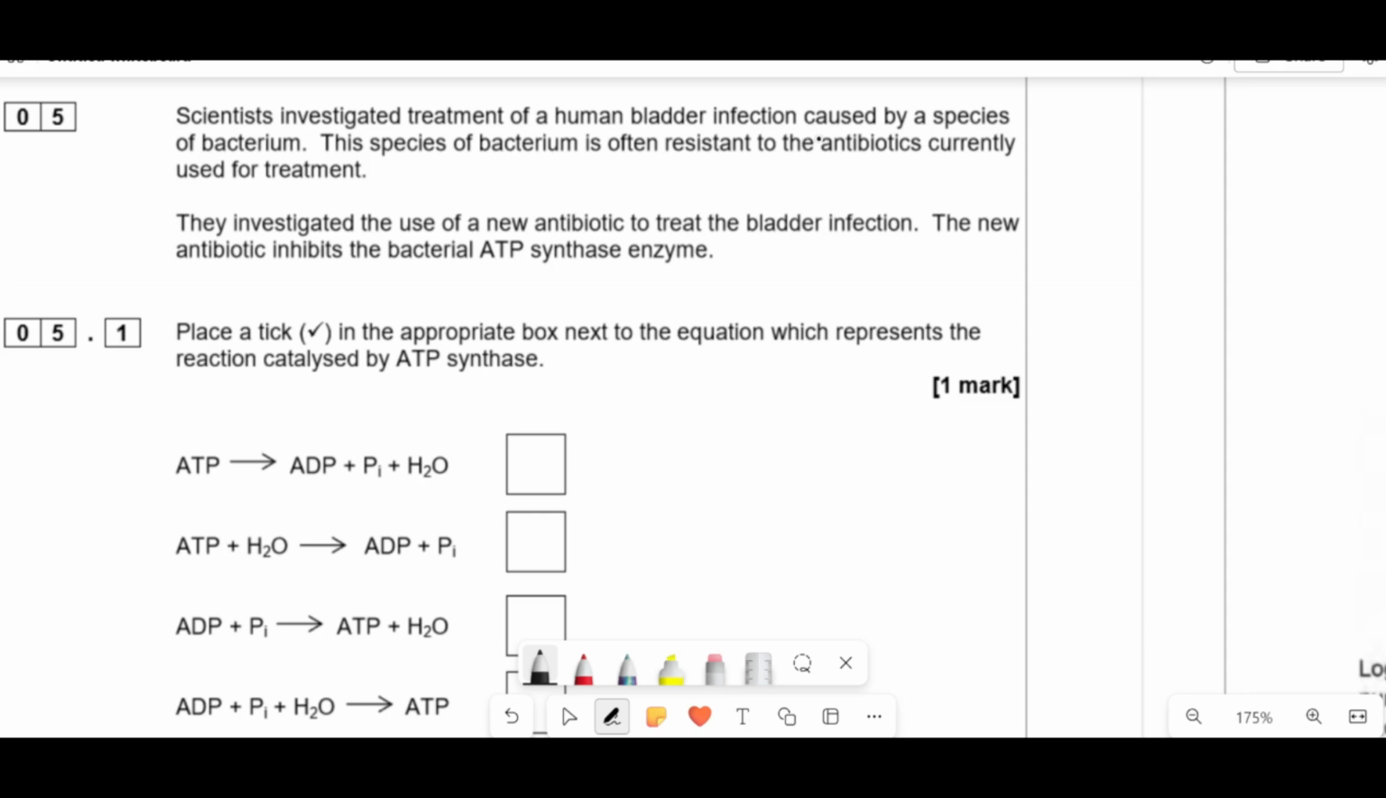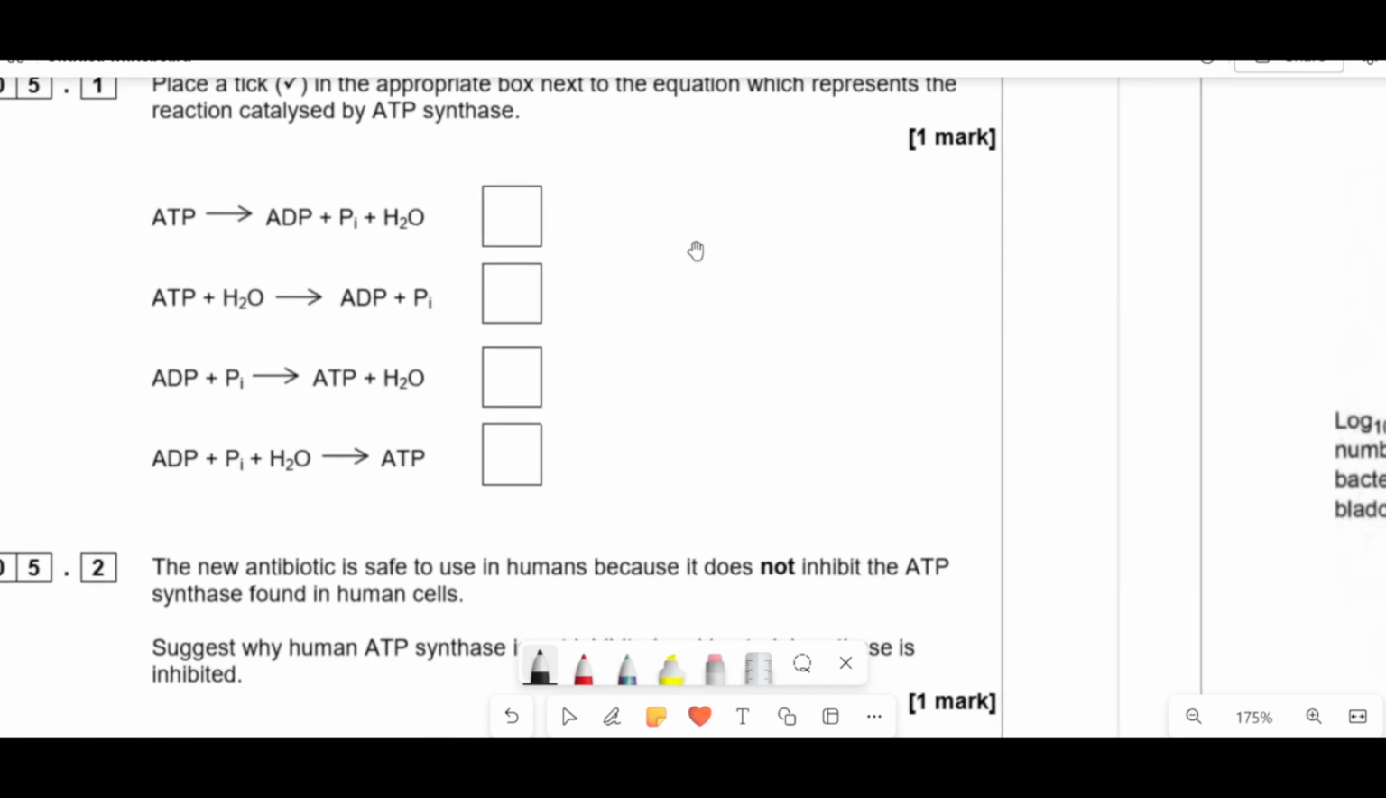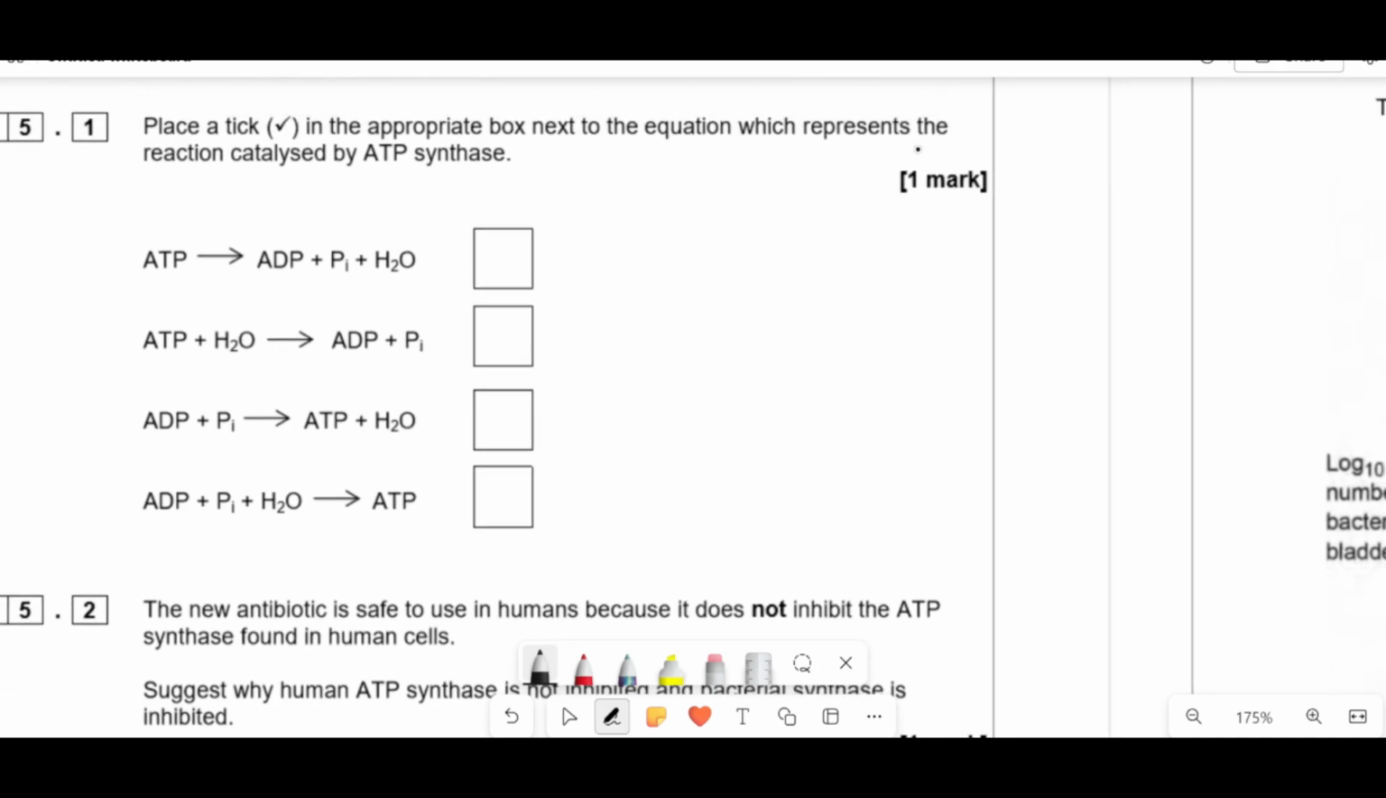Scientists investigate the treatment of human bladder infections caused by a species of bacterium. The species of bacterium is often resistant to antibiotics currently used for treatment. They investigated the use of these new antibiotics to treat the bladder infection. The new antibiotic inhibits bacterial ATP synthase enzyme. Place a tick in the appropriate box which shows the reaction catalyzed by ATP synthase.